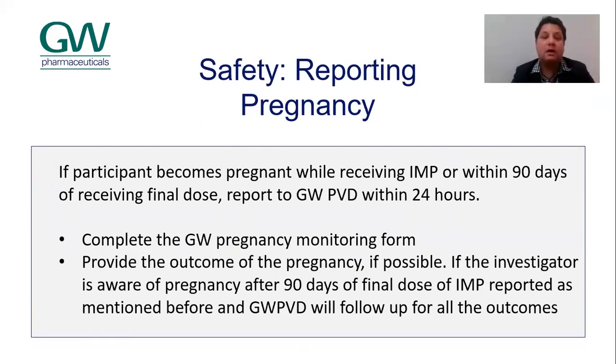If the investigator is aware of participants becoming pregnant while receiving IMP or within 90 days of receiving the final dose of IMP, then that should be reported to the GW Pharmacovigilance Department within 24 hours. The investigator should complete the GW pregnancy monitoring form and provide the outcome of pregnancy if possible. If the investigator is aware of pregnancy after 90 days of the final dose of IMP, then he is not obliged, but it should be reported as mentioned before, and the GWP department will follow up the outcomes.